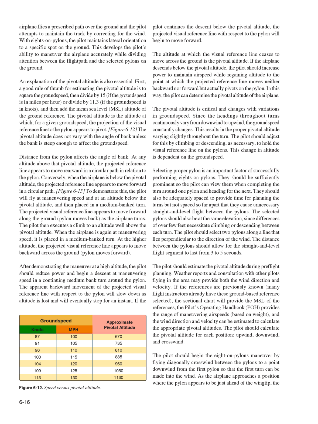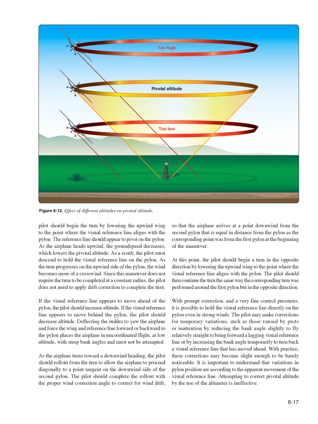The pilot should begin the eight on pylons maneuver by flying diagonally crosswind between the pylons to a point downwind from the first pylon so that the first turn can be made into the wind. As the airplane approaches a position where the pylon appears to be just ahead of the wingtip, the pilot should begin the turn by lowering the upwind wing to the point where the visual reference line aligns with the pylon. The reference line should appear to pivot on the pylon. As the airplane heads upwind, the ground speed decreases, which lowers the pivotal altitude. As a result, the pilot must descend to hold the visual reference line on the pylon.